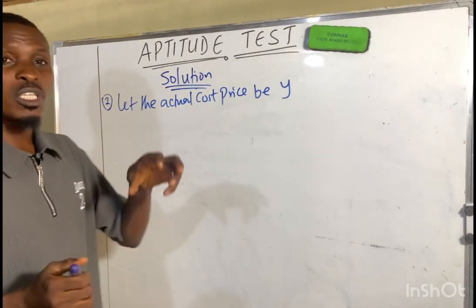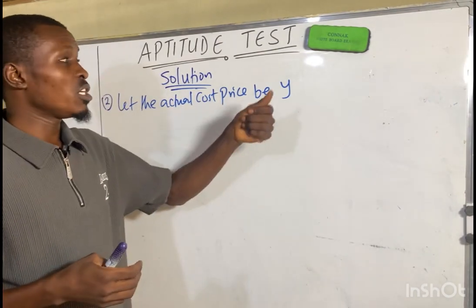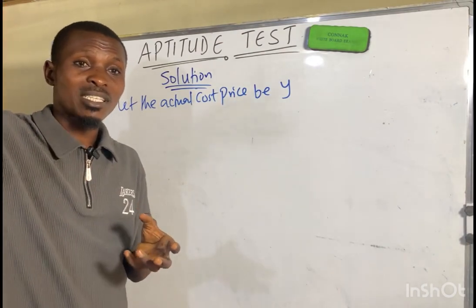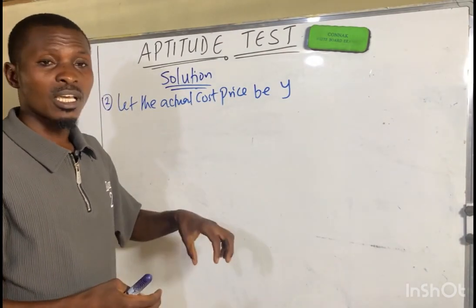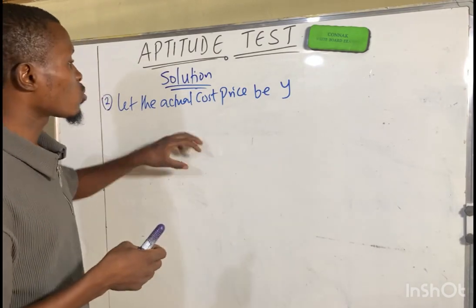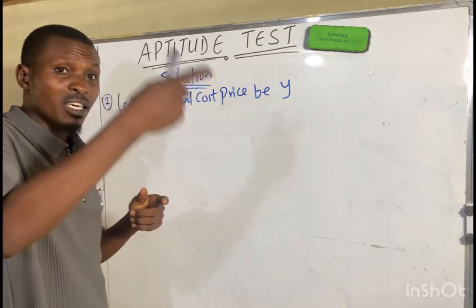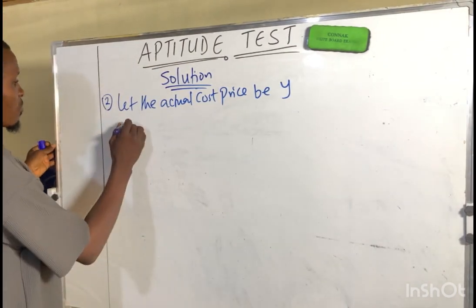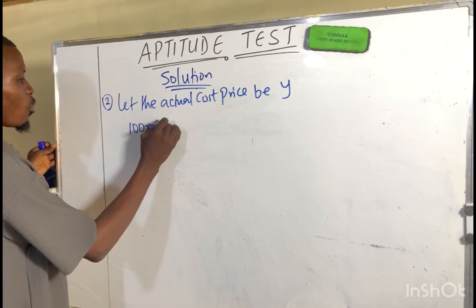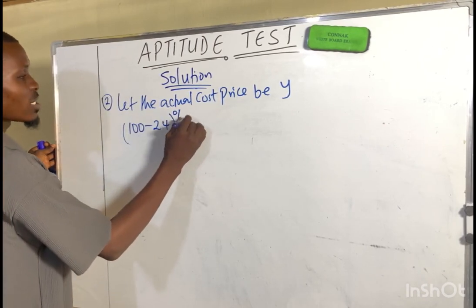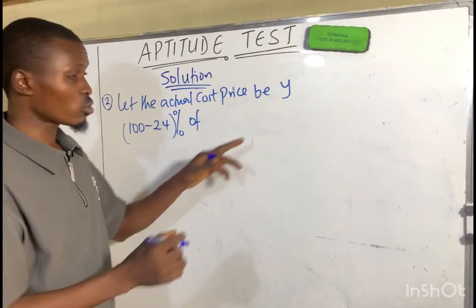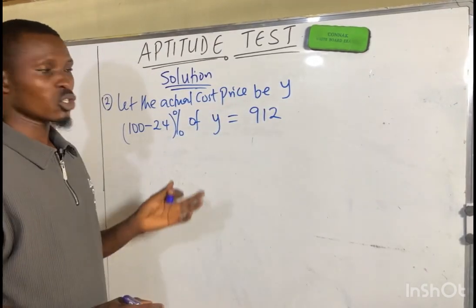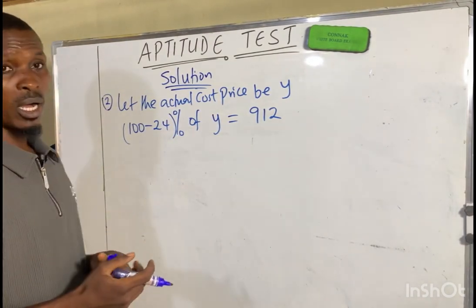Now, 24% decrease. In the first question, it was an increment, so we added the percent to 100. Now for a decrease, we are going to take away. So 24% decrease of the actual price gave 912 rupees. We express that mathematically: 100 minus 24% of the cost price, which we let be y, gives us 912 rupees.